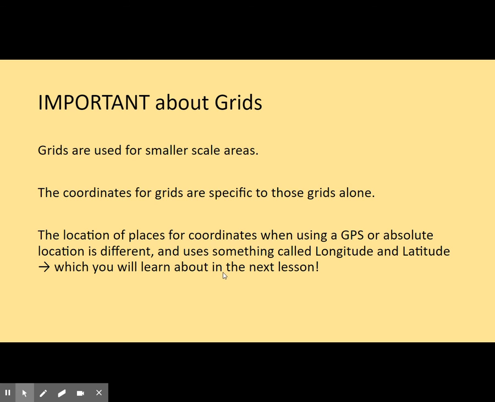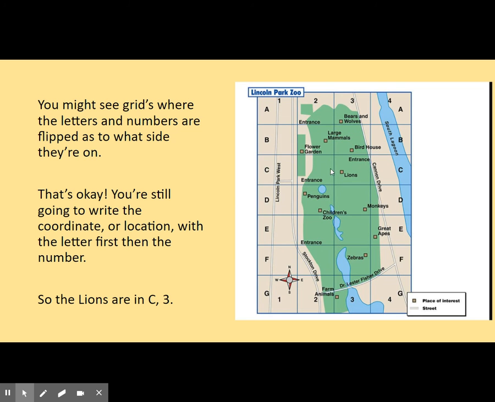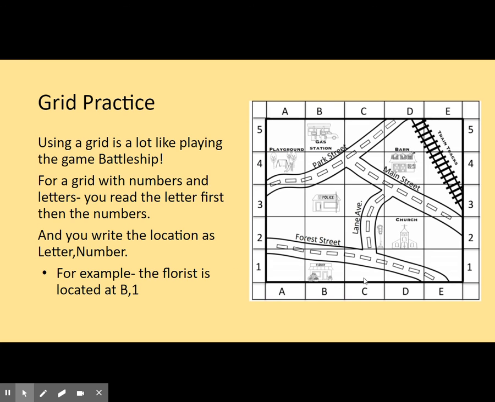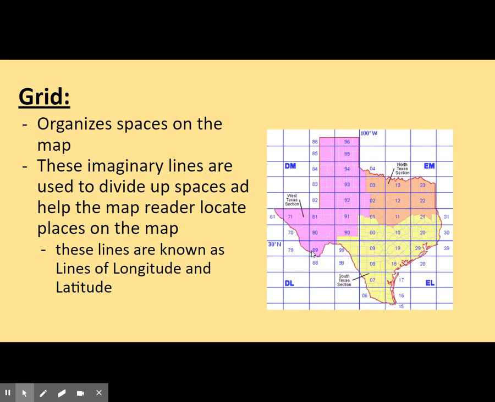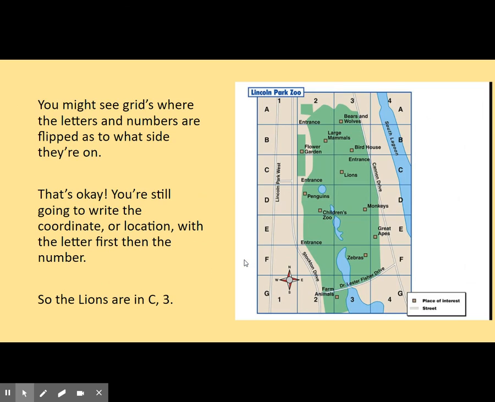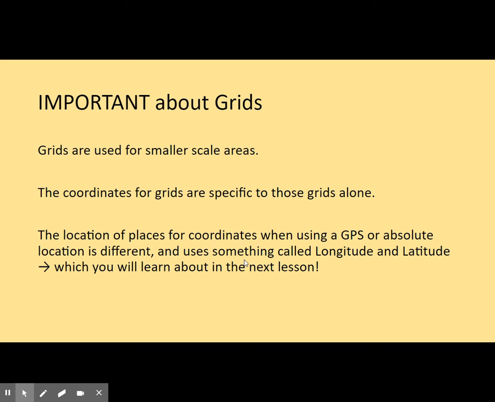Grids are used for smaller scale areas. This example is with the Lincoln Park Zoo. This example is a made up city. This example is with the state of Texas. Grids with letters and numbers are often for small scale areas. They are not for the whole world or for finding absolute location. Where something is specifically is specific to that map and that grid alone.